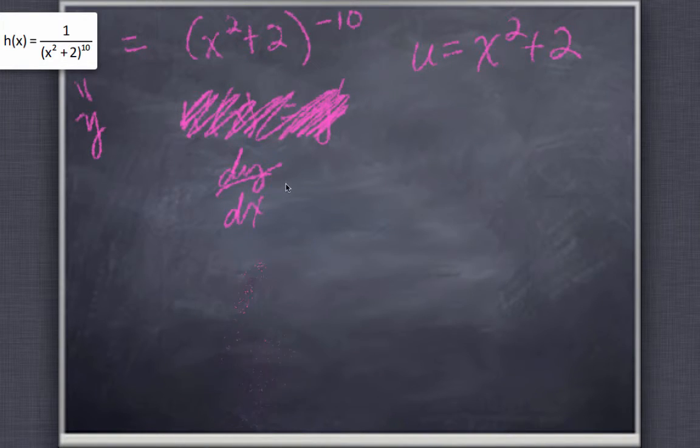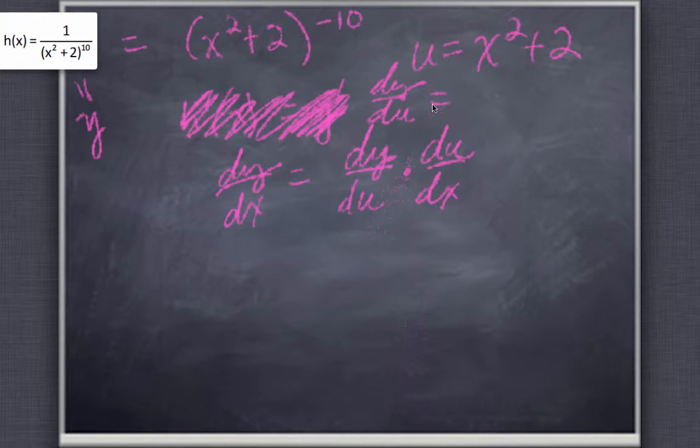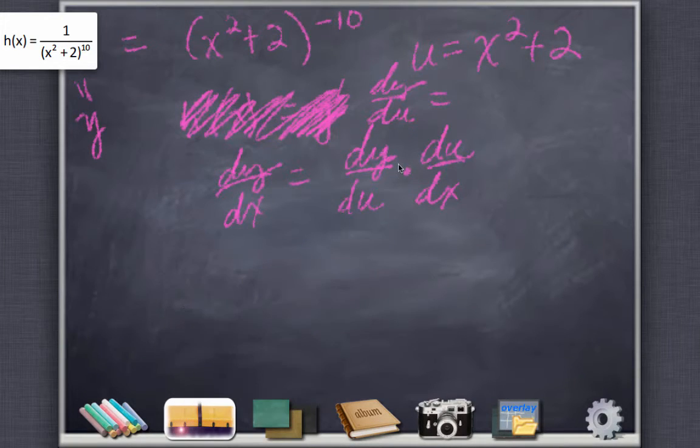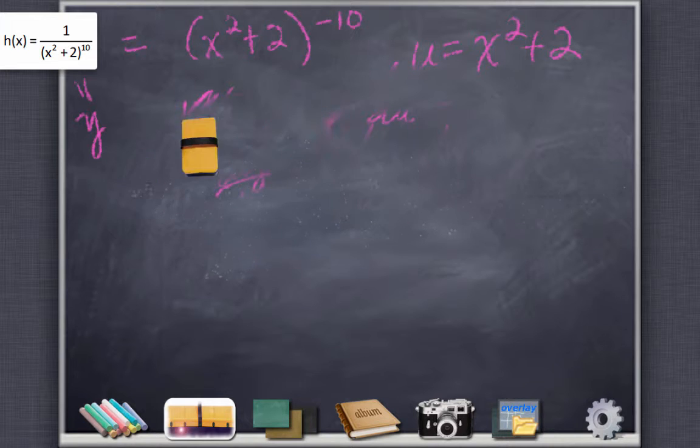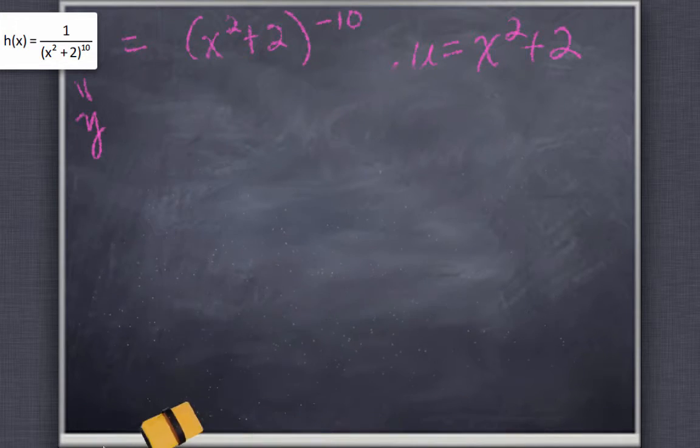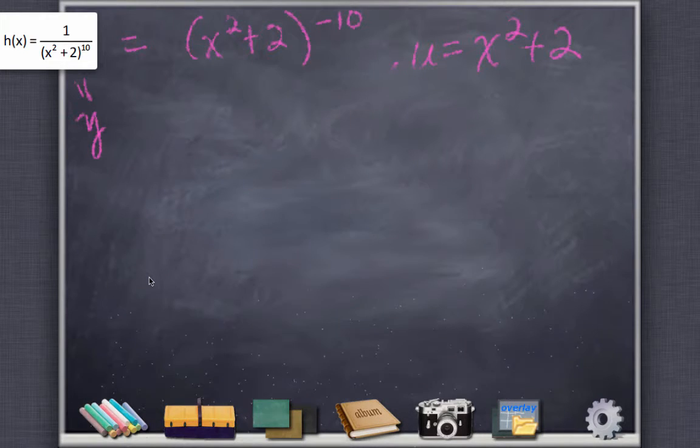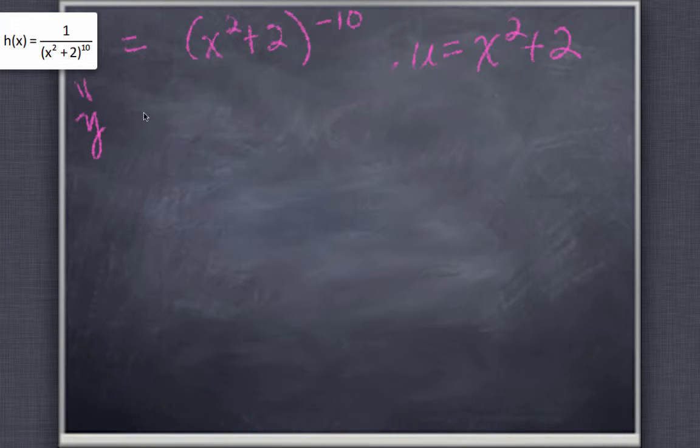dy dx equals dy du, du dx. And dy du is, you know what? I don't think that I went off the rails there long enough to make it worth going and deleting a piece. So I'm just going to say I'm naming this y, which is therefore u to the negative 10, because u is x squared plus 2.